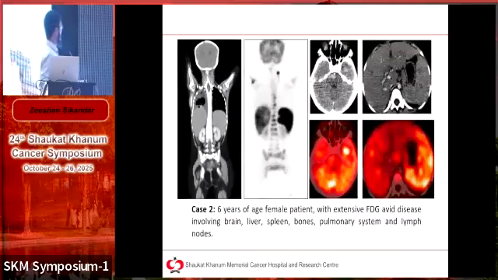Another patient, a 6-year-old female patient, with extensive FDG-avid disease involving the brain, left temporal lobe, right occipital lobe, a lesion in the spleen, lesion in the liver, bone marrow, and lymph nodal involvement.